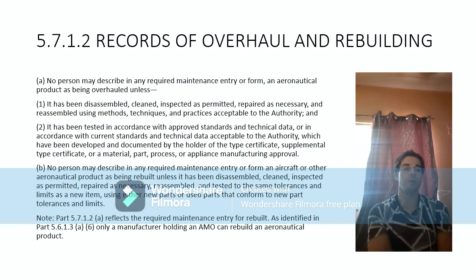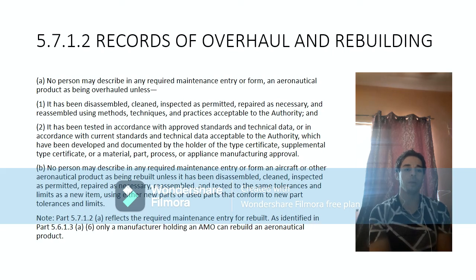Records: overhauling and rebuilding. No person may describe in any required maintenance entry or form an aircraft or aeronautical product as being overhauled unless, number 1, it has been disassembled, cleaned, inspected, repaired as necessary, and reassembled using acceptable techniques, and number 2, it has been tested in accordance with the current standard and technical data acceptable to the authority.